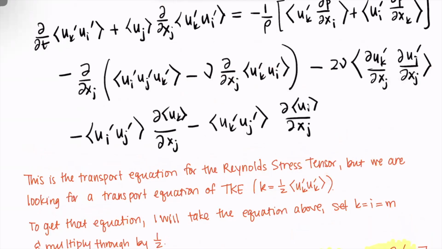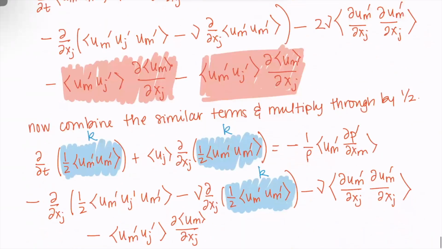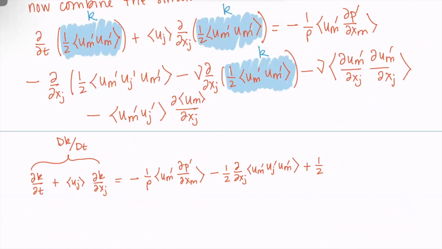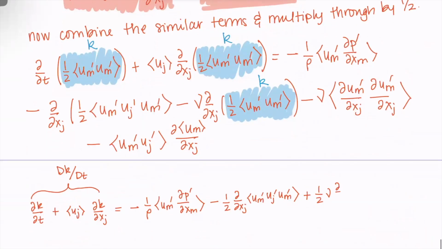Hang on, just double checking here. Yeah, it is positive. Okay, great. So this is nu times partial x_j of k, minus nu of partial prime partial x_j partial prime partial x_j.